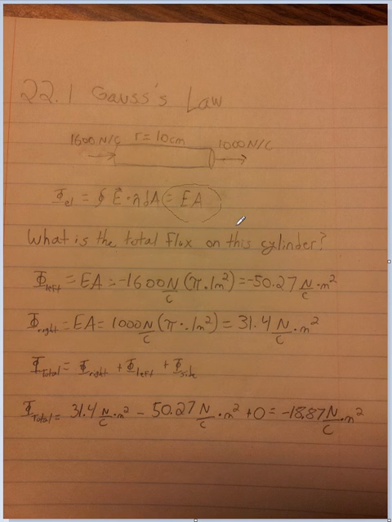So here we're going to find the total flux on the cylinder right here. We have an electric field going to the right into the right side of the cylinder at 1600 Newton per Coulomb, and coming out of the cylinder at 1000 Newton per Coulomb, and it has a radius of 10 centimeters. So first we can find electric flux just on the left side, where they're parallel. n hat is perpendicular to the surface.